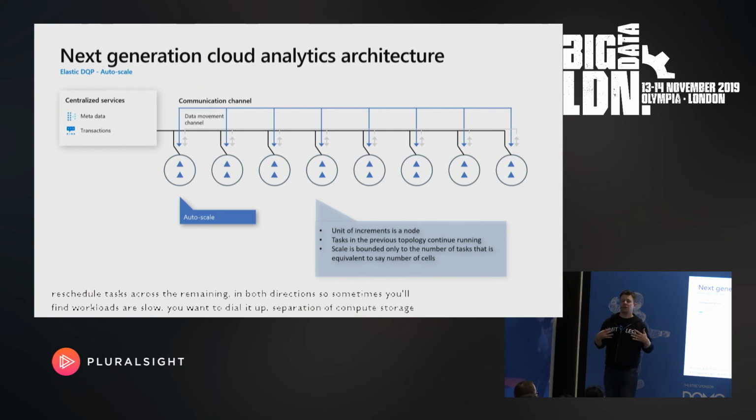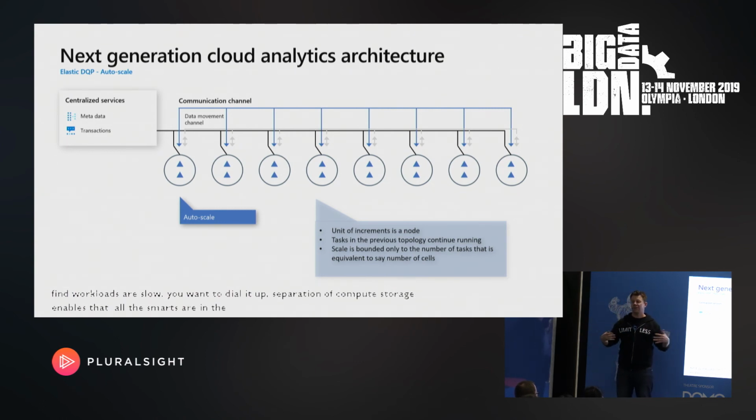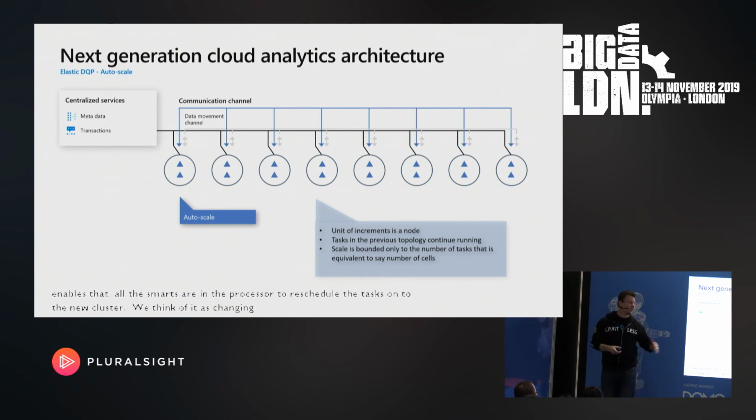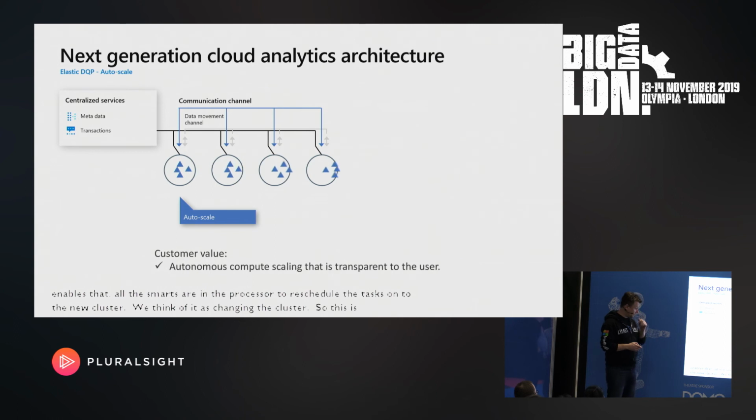All of the smarts are in the query processor to be able to reschedule those tasks onto the new cluster you have, or we think of it really as changing the cluster topology. So this one's a pretty basic one.